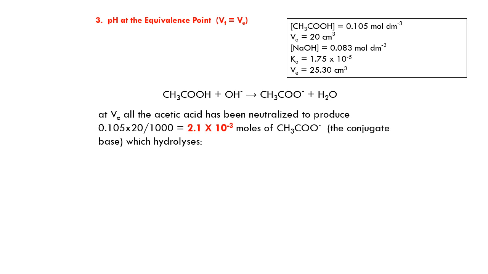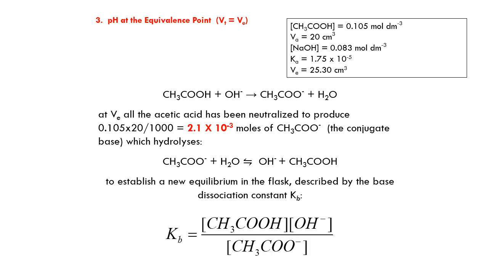So the conjugate base. Now, this conjugate base is going to hydrolyze. It is also going to hydrolyze in water to produce hydroxide ions and acetic acid. So it is a weak base and it's going to behave like this in water. Now, what this means is that it establishes a new equilibrium in the flask, and this equilibrium is described by the base dissociation constant for your acetate ion, and it would look like this.